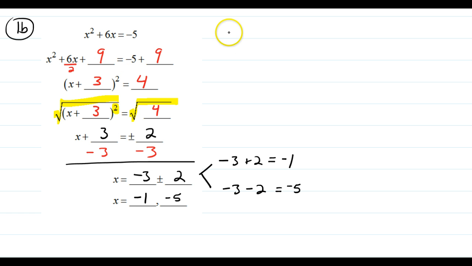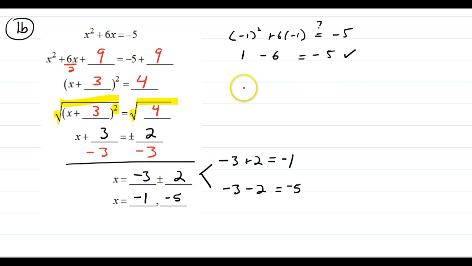So let's just see if it works. Let's take negative 1 squared plus 6 times negative 1, and we want to see, does that equal negative 5? Well, negative 1 squared is 1. 6 times negative 1 is negative 6, and 1 minus 6 does equal negative 5, so that worked.